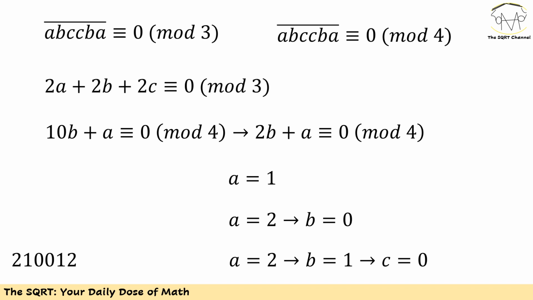And also 2a plus 2b is going to be 6. So I don't need anything for c, because 2a plus 2b plus 2c for c equals 0 is going to be divisible by 3. So I found my numbers. A needs to be 2, b needs to be 1, and c needs to be 0. So the smallest 6-digit number that I have is 210012, and that concludes the solution.